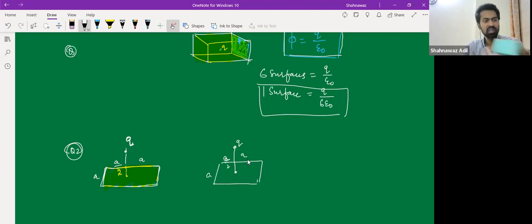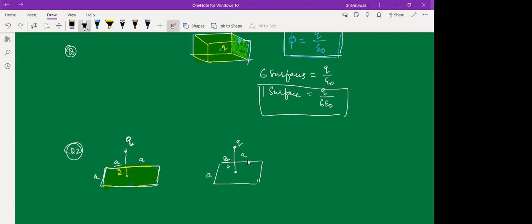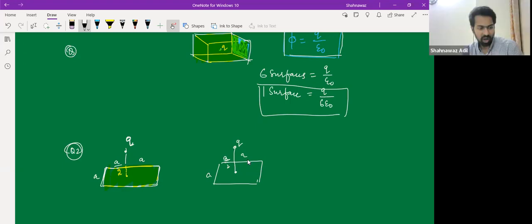So let's say this is the surface, and we have put a charge A by 2 distance from this surface. And we want to calculate the flux through this surface. Understood? Yes, sir. Yeah. So how can we do that?